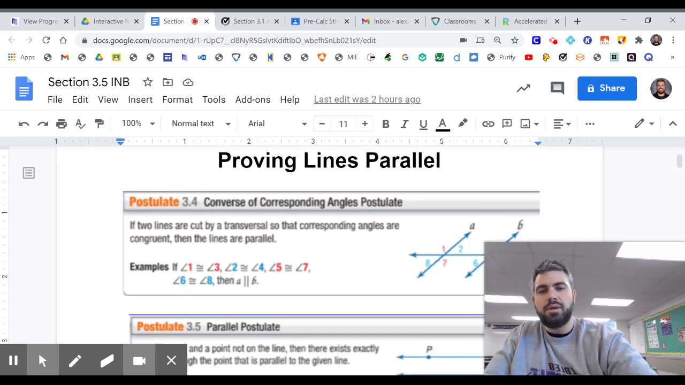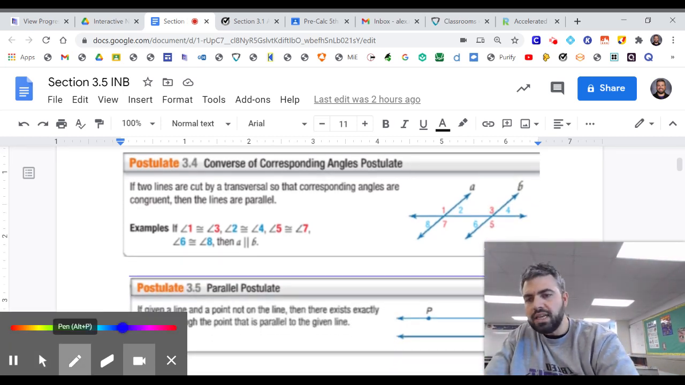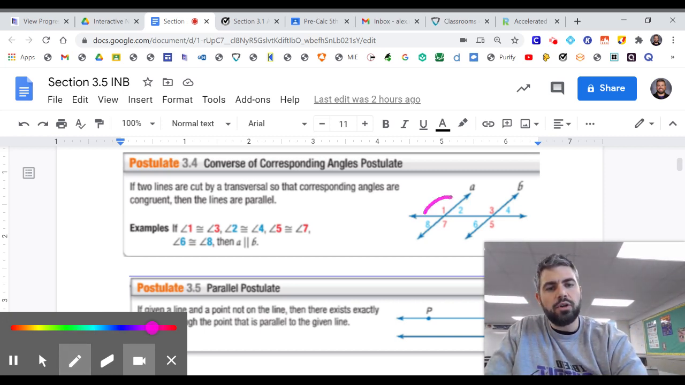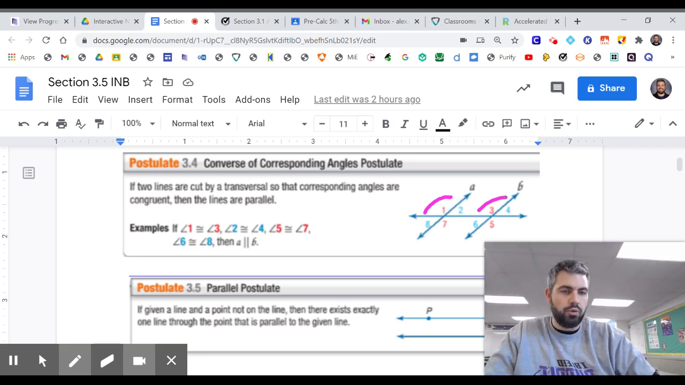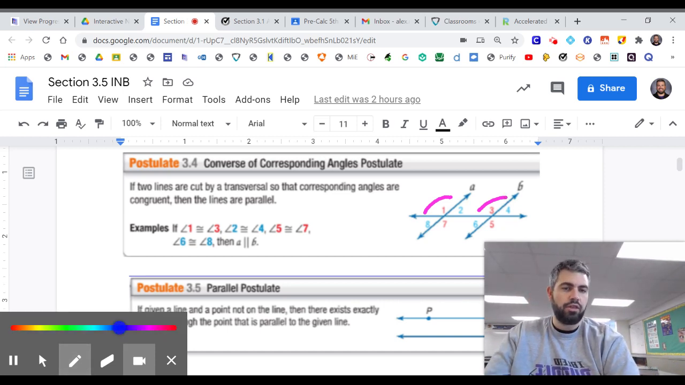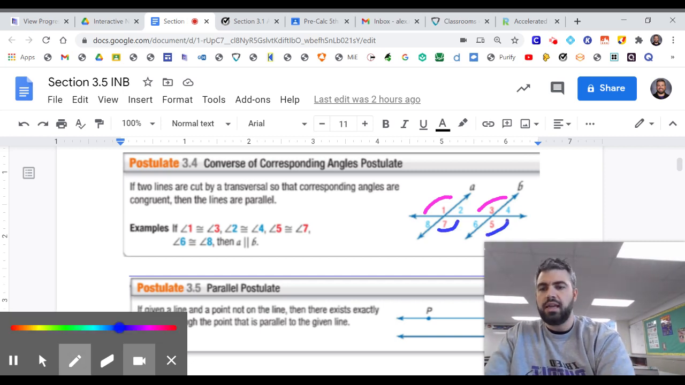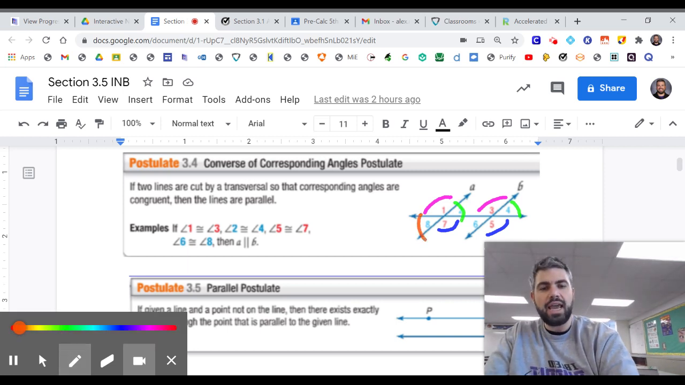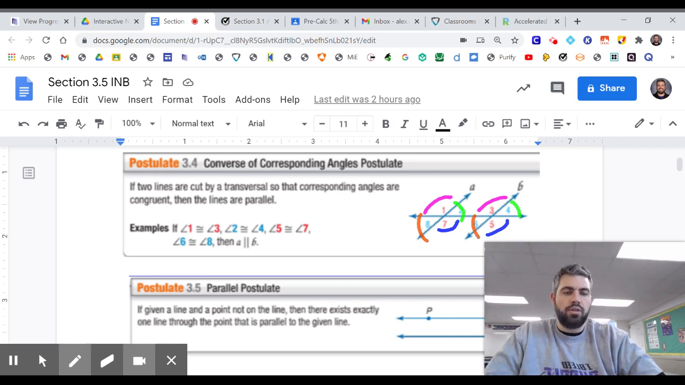Now, let me show you what I mean by that. Okay, so here it is. It says that if you have two lines cut by some transversal, and then you know that the corresponding angles, like 1 and 3, are congruent, then we know that A and B have to be parallel. We know 1 and 3 are corresponding. We know that 7 and 5 are corresponding. If they told us that 4 and 2 were corresponding angles and they were congruent, we would know that A and B are parallel. Or if they told us that 8 and 6 were corresponding, then we would know that they're parallel lines as well.